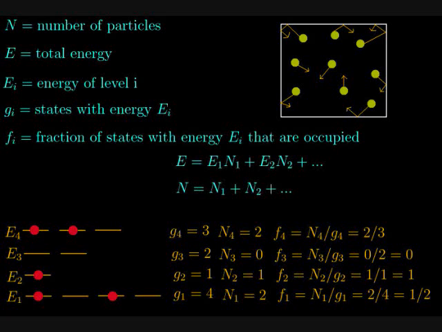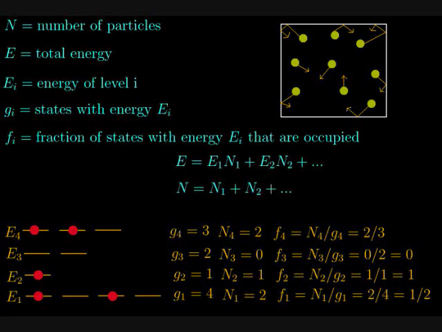The total energy can be written as the sum over E_i N_i, and the total number of particles can be written as the sum over N_i. An example is shown on the bottom of the screen. States are represented by a yellow dash, and fermions that occupy states are drawn as a red dot. Here we see a system that has 5 fermions, so capital N equals 5.